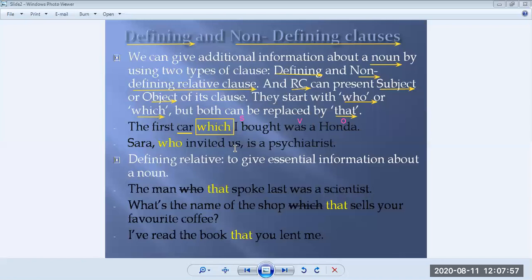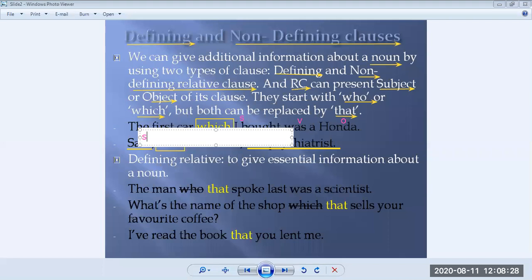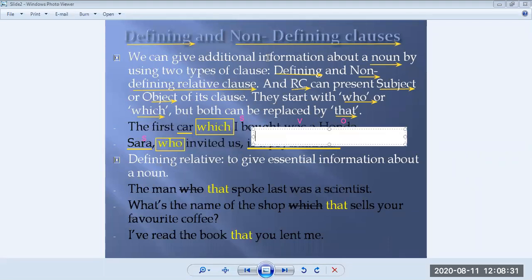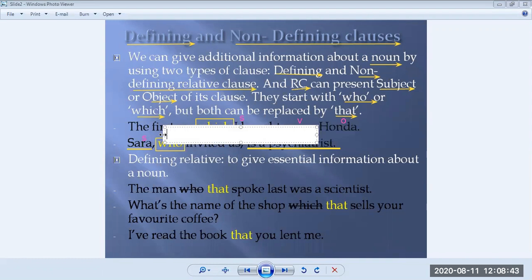So Sarah, who invited us, is a psychiatrist. Have a look at this one here. Who? Sarah. We're defining Sarah. Invited us. Sarah is a psychiatrist. This is our main sentence, right? In this sentence Sarah is our subject, is our main verb, and this one is our object. Subject, verb, object. But what is this one? Here, who is the subject, and here is the verb. Here is the object. So let's put this sentence separately.